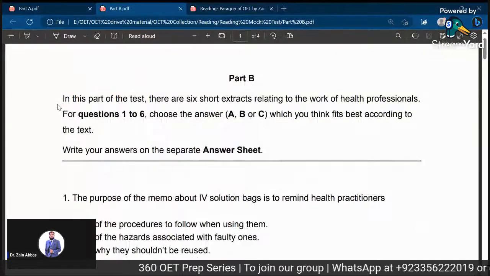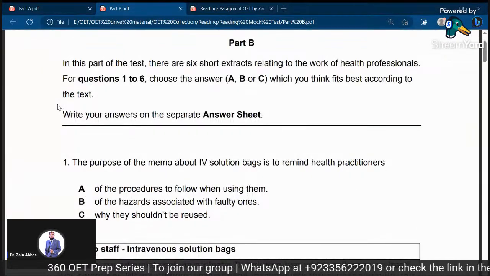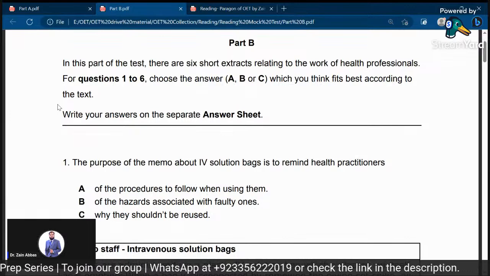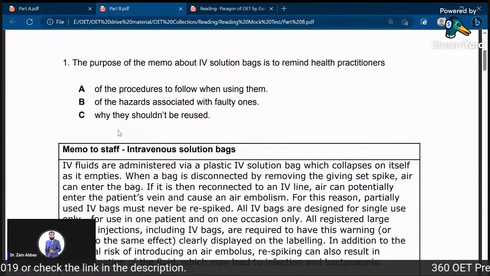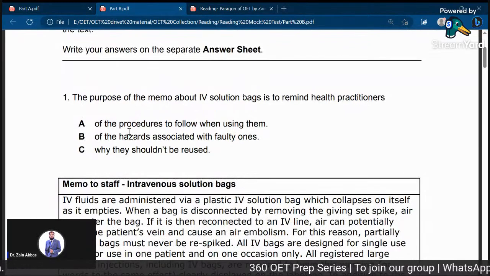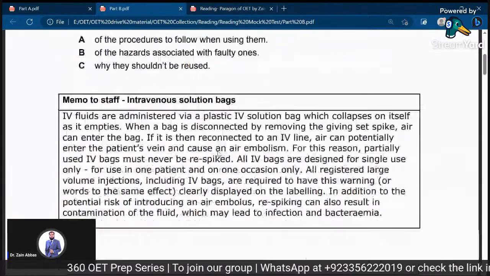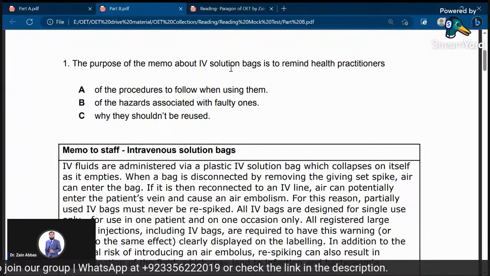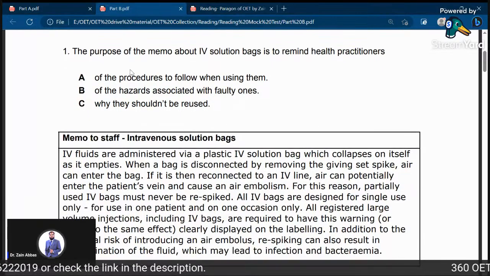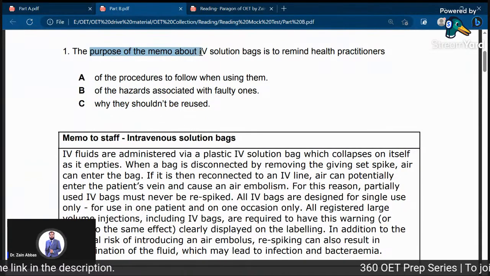So I have part B of the OET exam, the reading section, and there are 6 questions in part B. Each question comes with a different text, and we need to read all the text, and then there is one multiple choice question, and we have to select the best option. So I have a question here. The purpose of the memo about IV solution bags is to remind health practitioners.